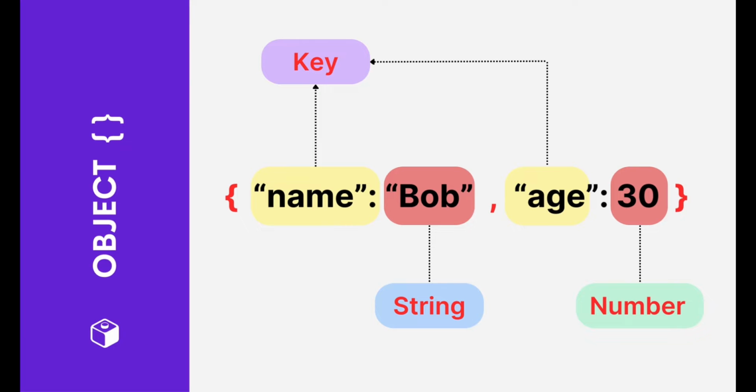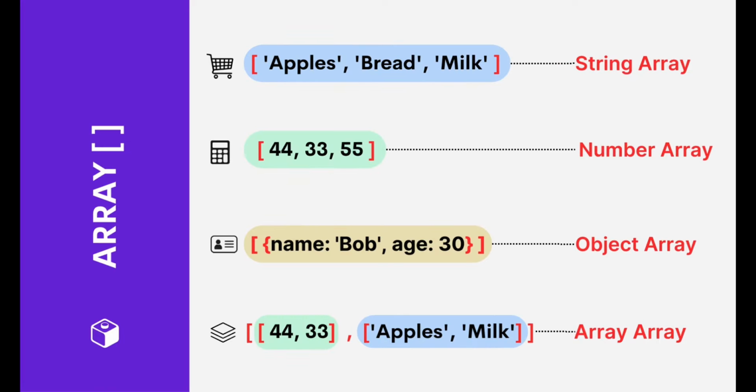An object holds paired information. Picture a contact card. It has a name and an age like this. In this case, name and age are keys of this object, and Bob and 30 are the values of those keys. An array is a list used for storing a list of items.